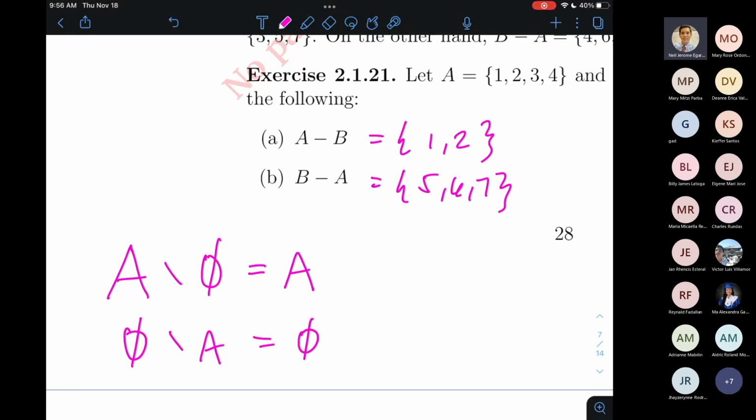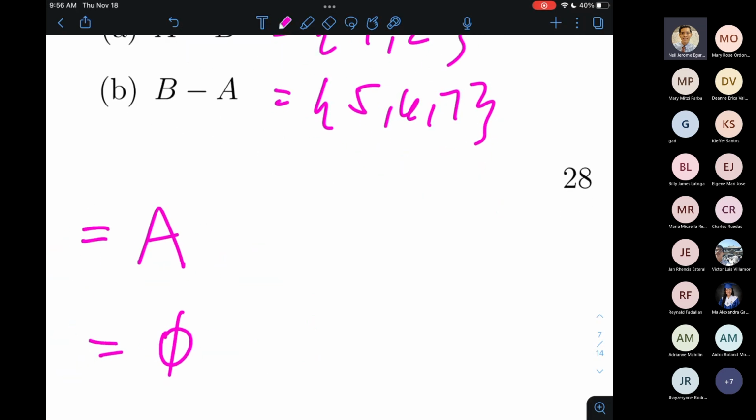Dito pala walang negative kasi minsan nakala ng mga estudyante yung empty set minus set A cannot be. Hindi siya cannot be kasi ang sagot sa kanya ay empty set. Meron pa rin sagot, pero wala nga lang laman yung sagot. Okay? And then, how about this?